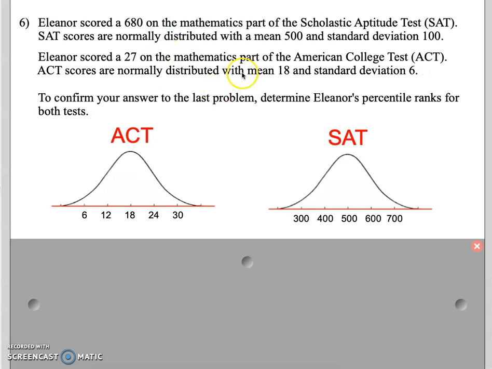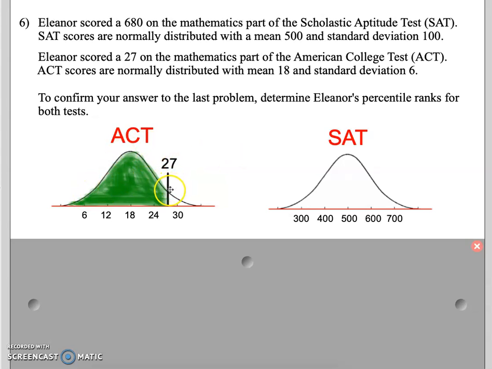Exactly the same problem. To confirm your answer, this time I want you to find her percentile ranks for both tests. I've drawn the distributions for you. Pause, see if you can think how you'd figure this out. Come back when you're ready. Okay, I'm going to start with the ACT. She scored a 27. And percentile rank means the percent you beat.